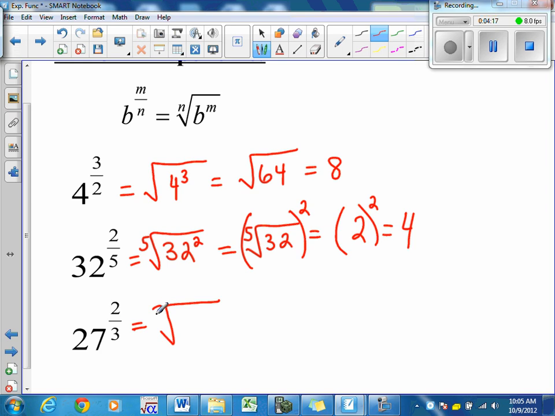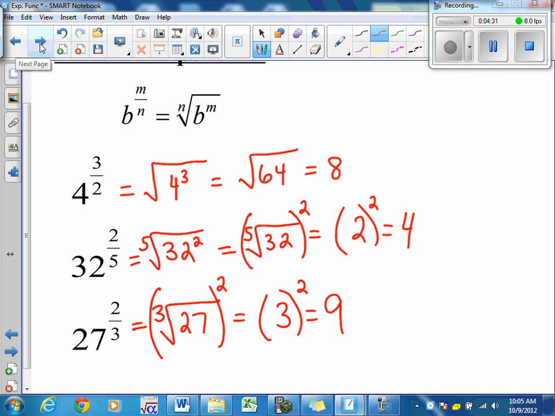For example here, cube root of 27 squared is 3 squared, or 9. And we've done these before. I think we actually used these same slides earlier when we started the year talking about exponents.